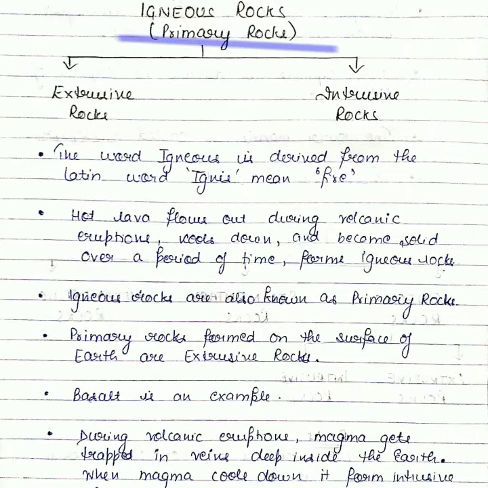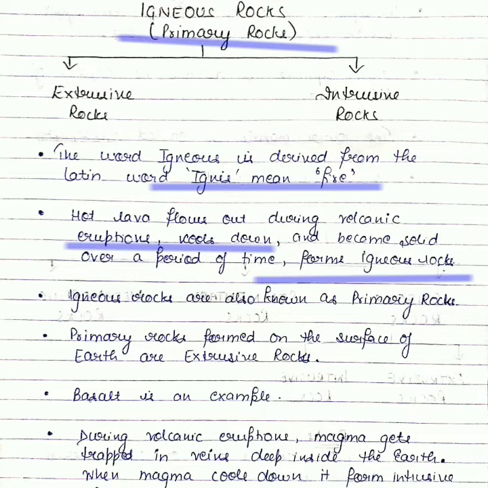Igneous rocks. The word igneous is derived from the Latin word ignis, which means fire. The hot lava that flows out during volcanic eruptions cools down and becomes solid over a period of time and forms igneous rocks. Igneous rocks are further divided into two: extrusive rocks and intrusive rocks. Igneous rocks are also called primary rocks.